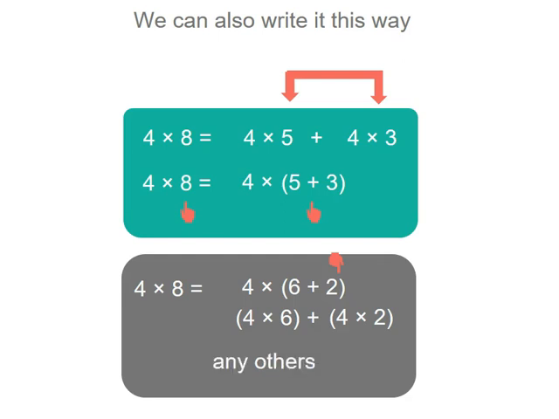Now, are there any others? Could you put 2 different numbers in those brackets that add to 8 and work through this? And maybe even draw the grids to see how they work.